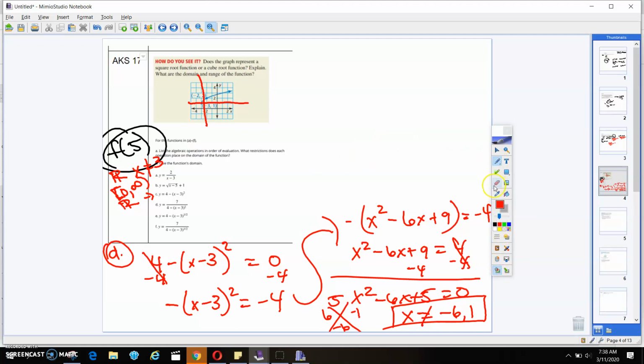So on part E, that domain is going to be any number that's bigger than 3. Okay, so the domain is going to be from 3 to positive infinity, and the reason why is because if I plug in any negative number into this part, that's going to give me an undefined answer underneath that square root.